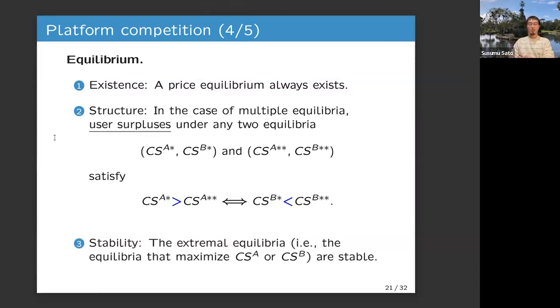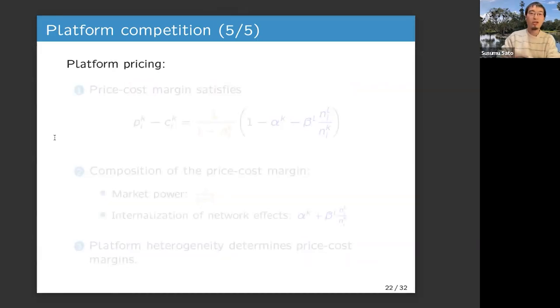And finally, if we consider the extremal equilibria, where under that equilibrium the user surplus on one side is maximized or minimized, then such an equilibrium is stable. So we can do comparative statics using these extremal equilibria in a safe way. So what this analysis so far suggests is that with this model and aggregative game analysis, we can safely analyze the model and we can do many comparative statics analyses, which is what we are going to do from now on. Before going to the comparative statics, let me talk a bit about pricing.